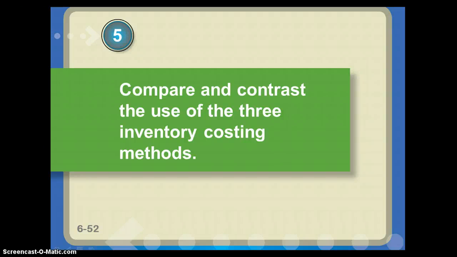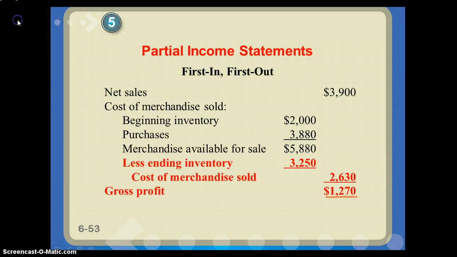We will now compare and contrast the use of the three inventory costing methods looking at an income statement. For first in, first out, we looked at the valuation of our ending inventory and our cost of merchandise sold. We know from doing our problems that these will vary depending on the method used. So if we have our net sales of $3,900, we have a beginning inventory of $2,000, purchases of $3,880, these will not change. What is going to change is our ending inventory and cost of merchandise sold.